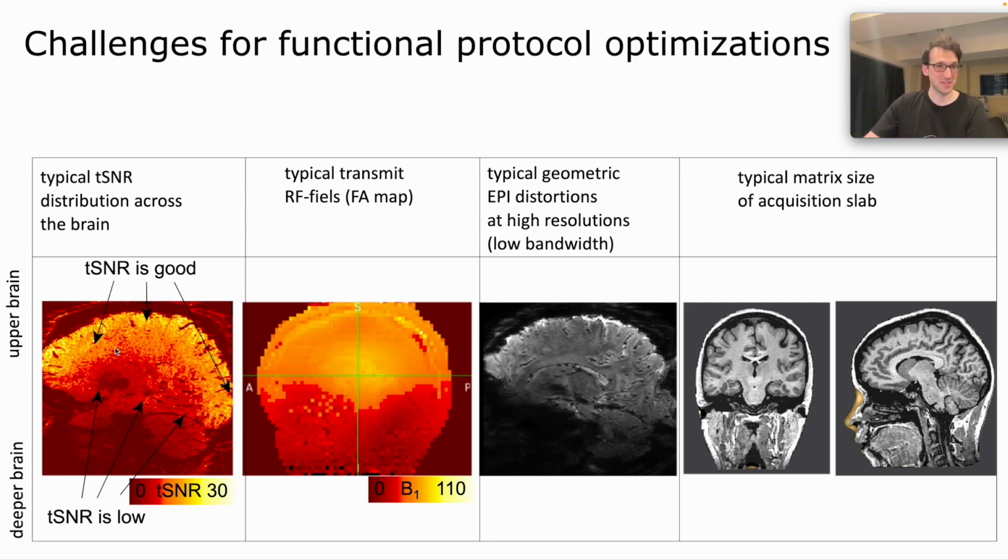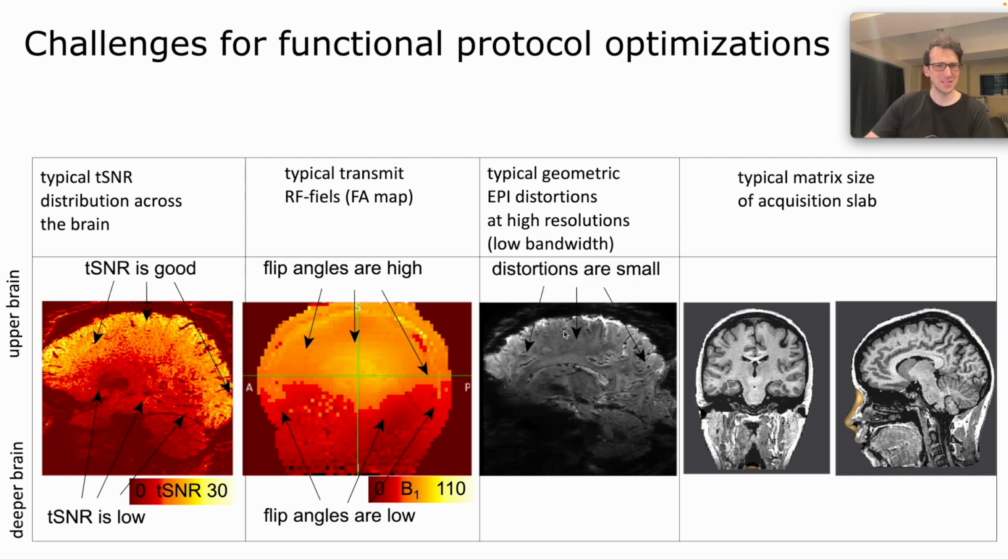But not only with respect to receive coils, we are also challenged with the transmit coils, because the flip angles are usually quite decent up there, but to get a good excitation down there is just hard. B1 plus is just horrible down there. Or for example, geometric distortions in EPI with the low bandwidths that we use in high resolution protocols are still manageable up there, but horrible down there, almost unmanageable to some degree. And maybe most importantly, in these deep brain structures, we are more challenged with the acquisition speed.